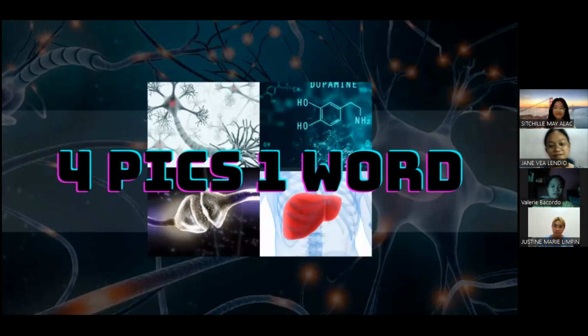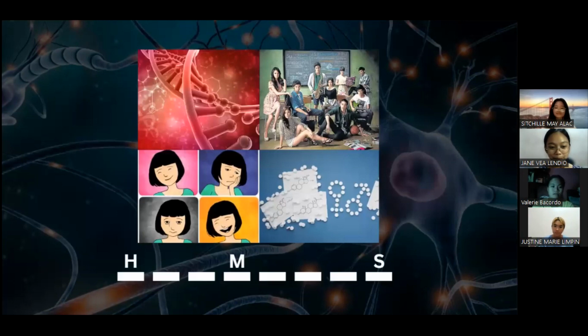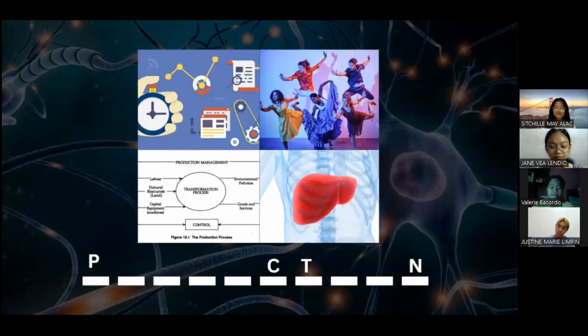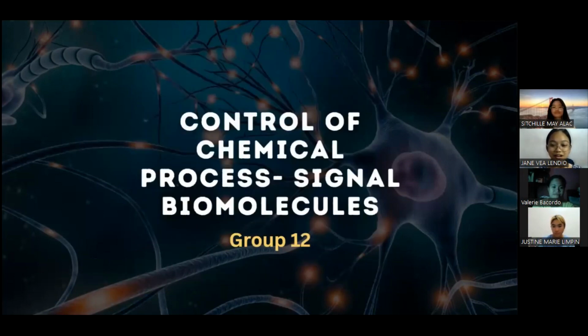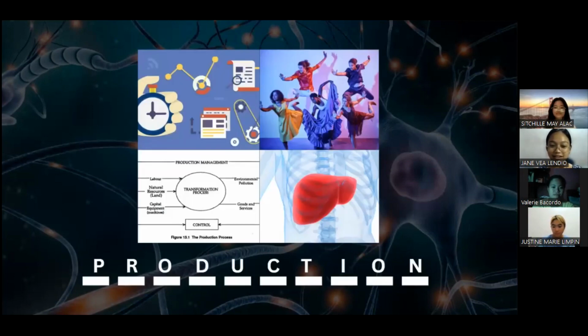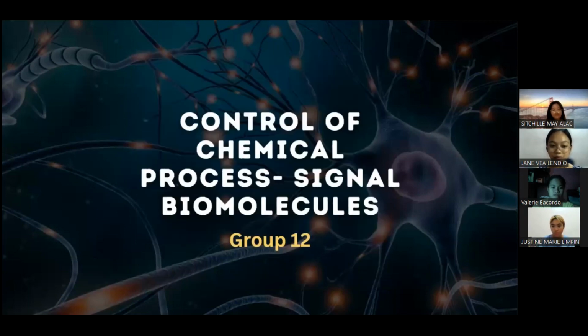So first we have, and the correct answer is hormones. Next, and the correct answer is production. Very good. So from those answers, what do you think will be our lesson for today? Right. Our lesson for today is about the control of chemical process signal biomolecules.